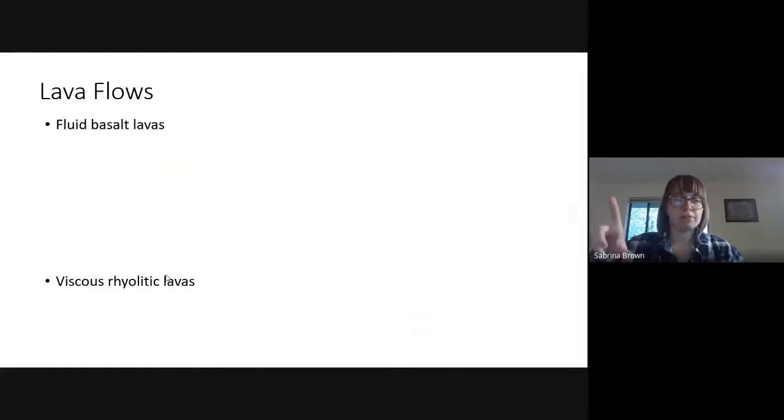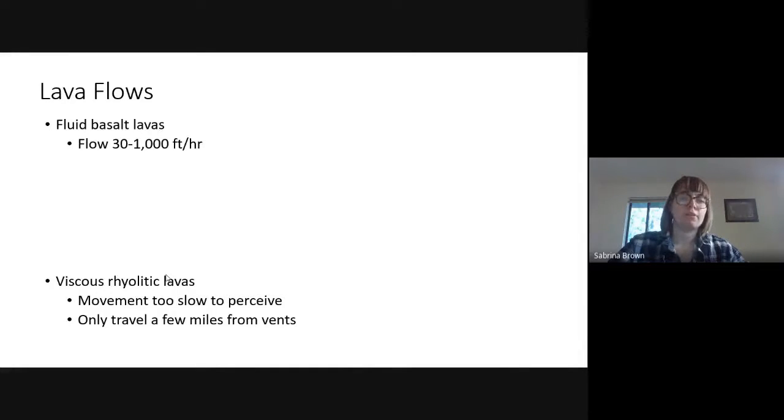We have fluid basalt lavas. Again, these are our lower viscosity lavas, our basaltic fluid lavas. And then we have higher viscosity rhyolitic lavas. Our fluid basalt lavas can flow anywhere between 30 to 1,000 feet per hour. That's pretty fast, right? This can destroy houses and things, and you maybe don't want to be taking a nap by a fluid basalt lava flow. And then our viscous rhyolitic lavas have movement so slow you can't even perceive it. And these lavas at the most can only travel a few miles away from their vents.